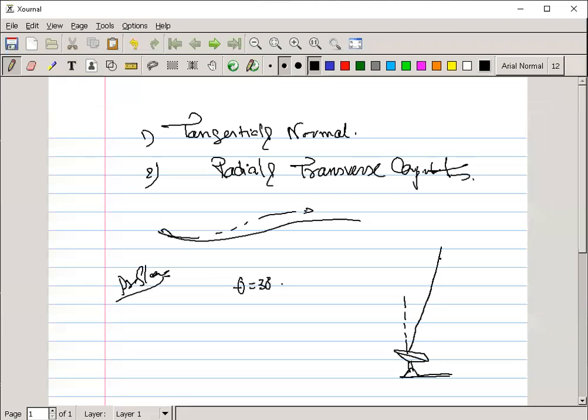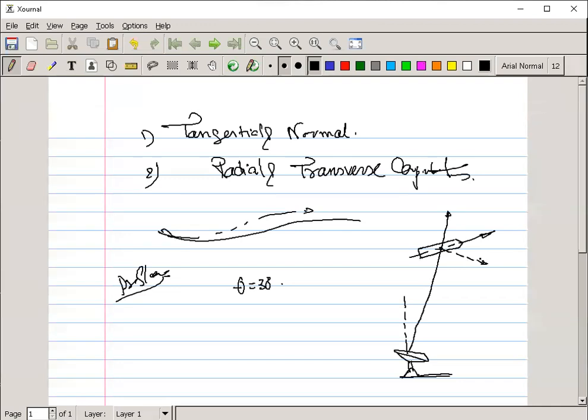sorry for my bad drawing first of all, if a radar tracks a rocket, see this one, which has a motion in this direction, and this is the two components. Okay, so first of all, let's see what happened.